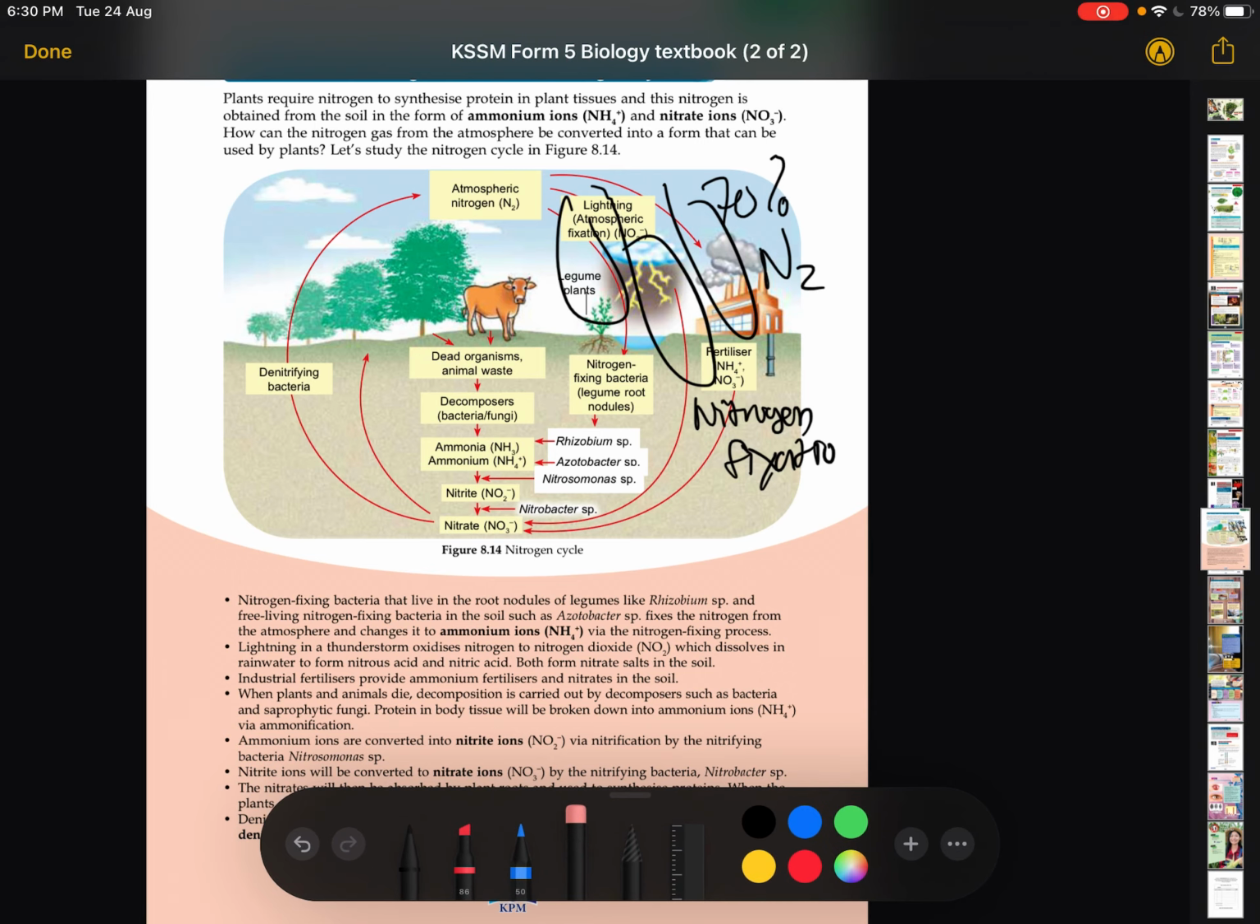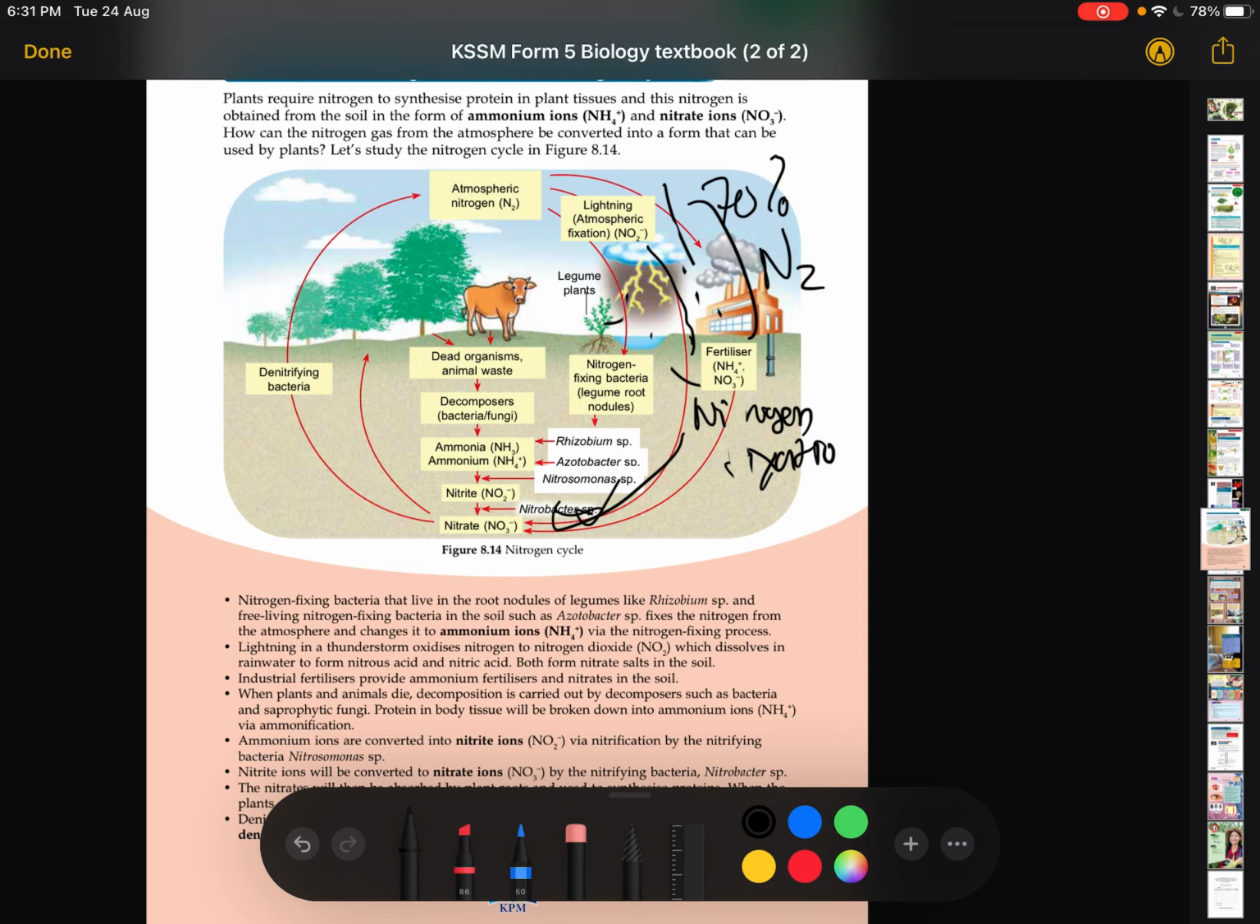One example would be atmospheric fixation, where the nitrogen in the air reacts with the oxygen during storms to become nitrites, and then when it rains, the nitrites go into the soil, and they end up going here.